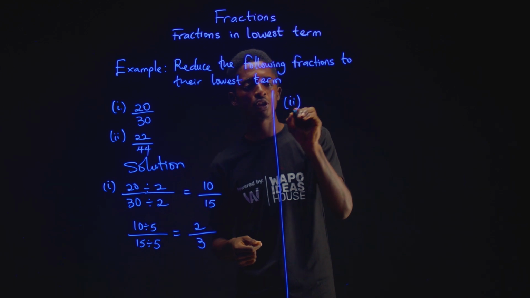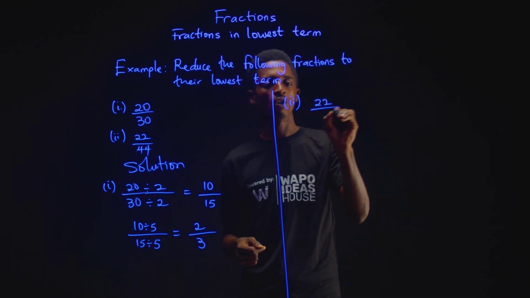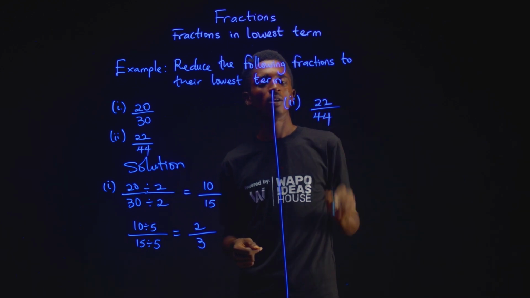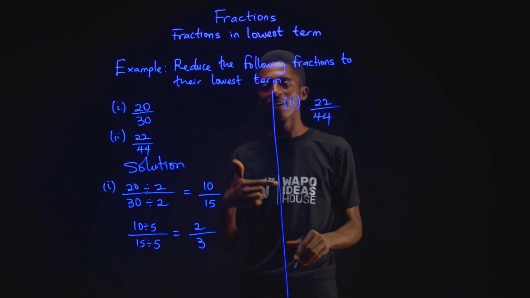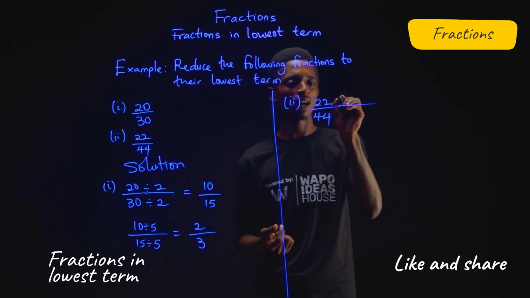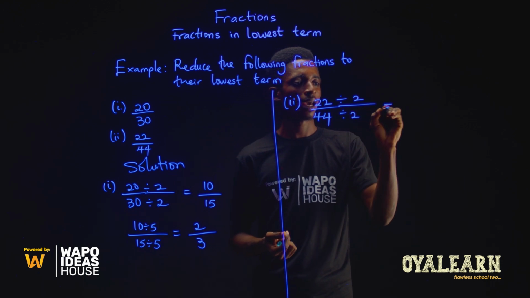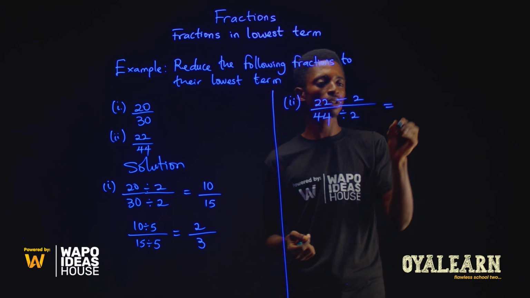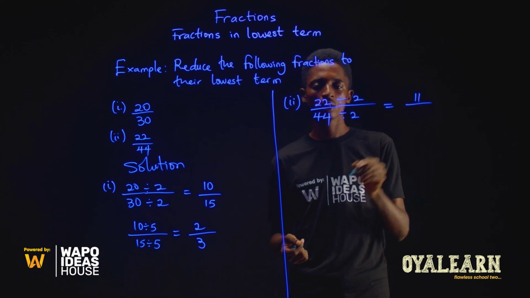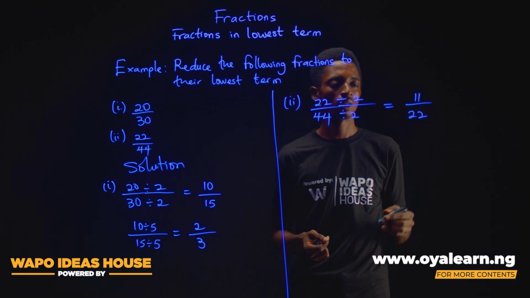To the second question in this example, we'll be working with 22 over 44. And a factor that divides both the numerator and the denominator is 2. So divide both of them by 2. And this would give us 22 divided by 2, 11. 44 divided by 2, 22.